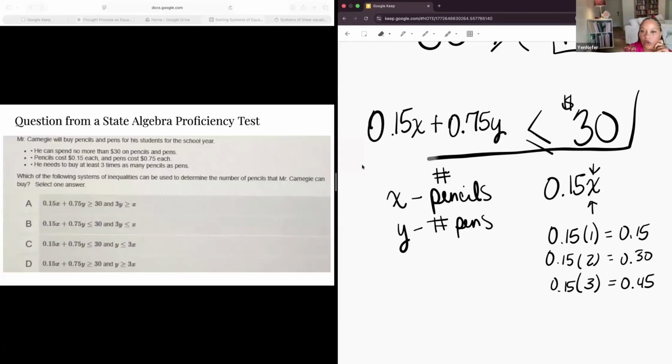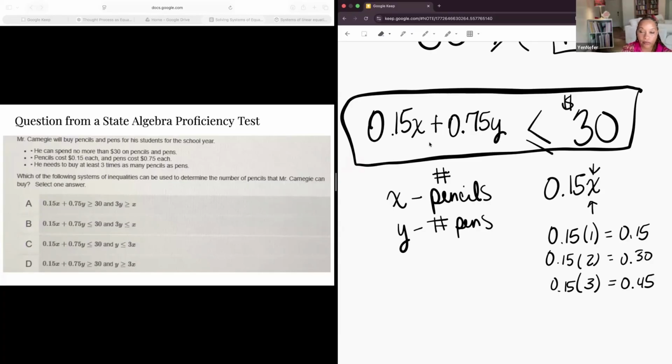That is one inequality for our system. This represents how much money he's going to spend, accounts for him not being able to spend more than $30. It accounts for the difference in the prices of the pens and the pencils. And eventually we're going to figure out how many pens and how many pencils.